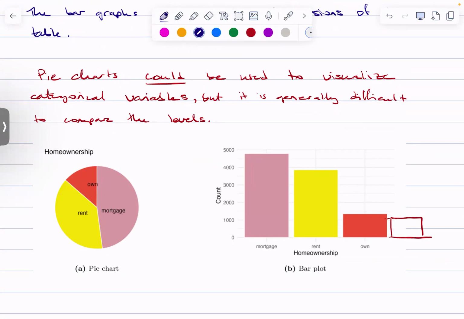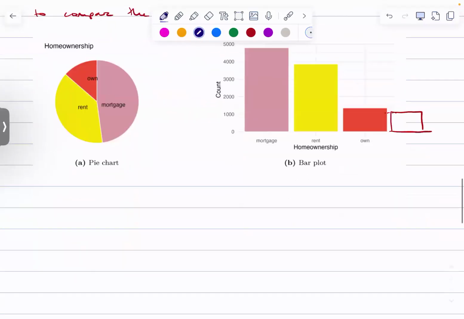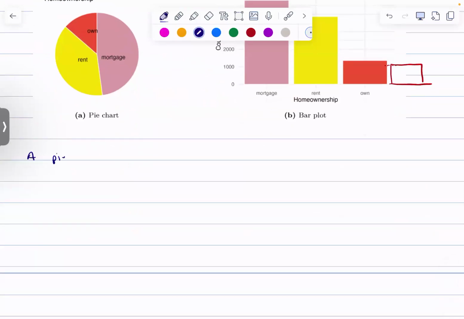When is a pie chart the most obvious? A pie chart is really only obvious if you only have two groups, or levels or categories.